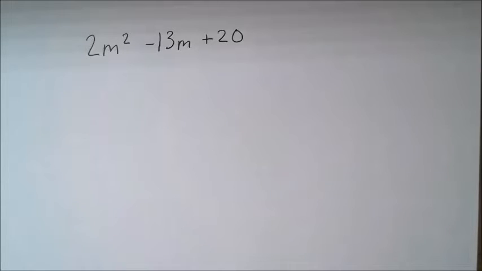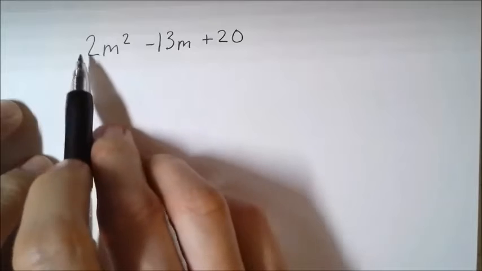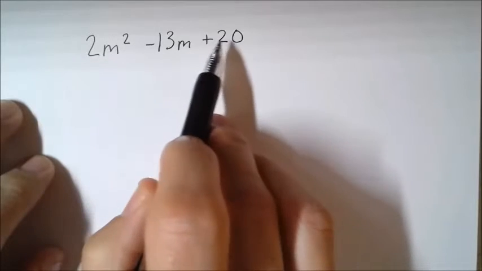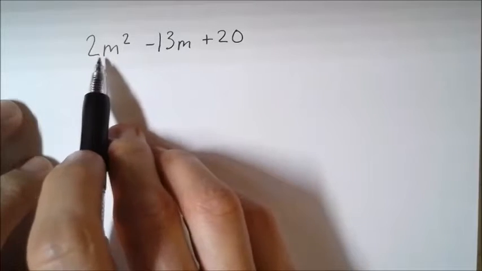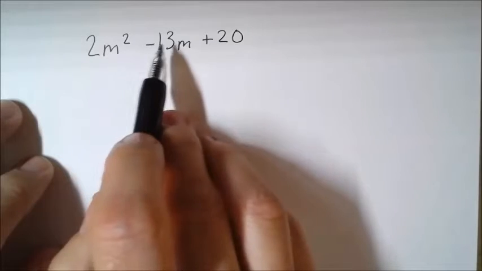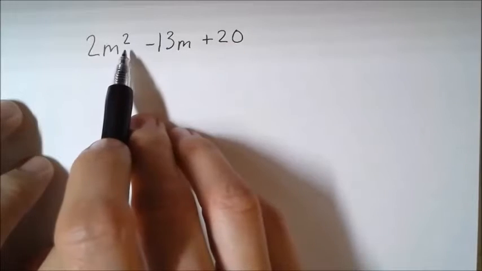Alright, in this problem here, we're going to go ahead and use the same method that we've seen in the other two problems. Let's take a look at it. So we have 2m squared minus 13m plus 20. Now I want you to think, just by looking at it, is there anything that we can factor out of these numbers that they all share in common?